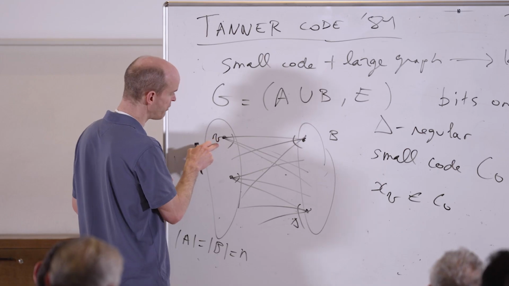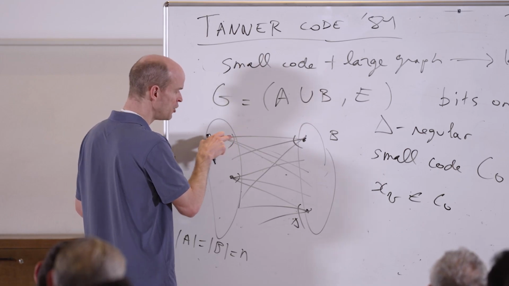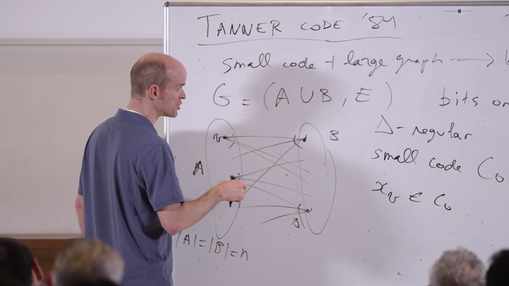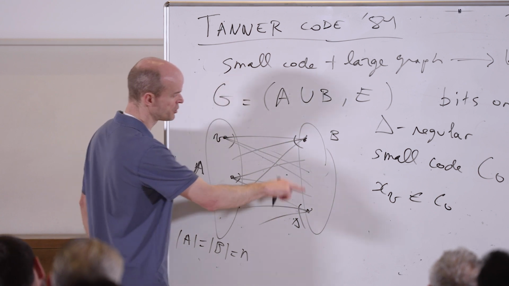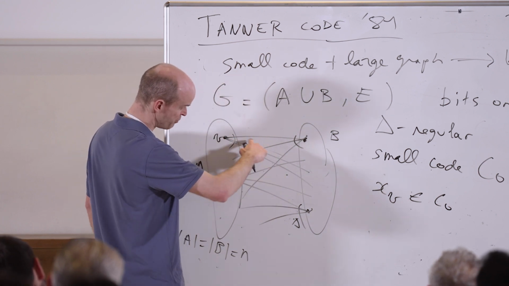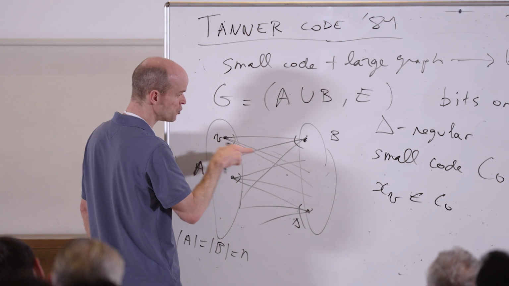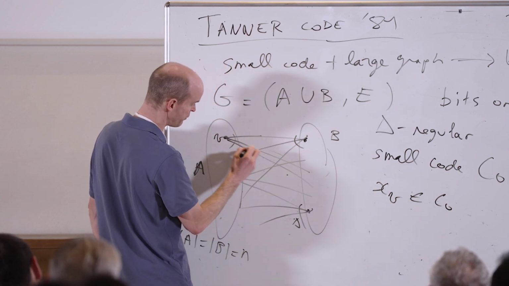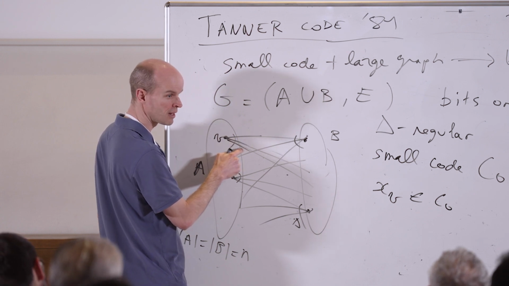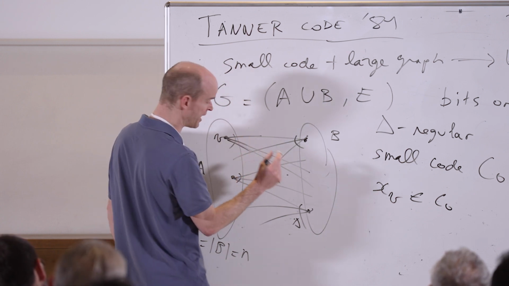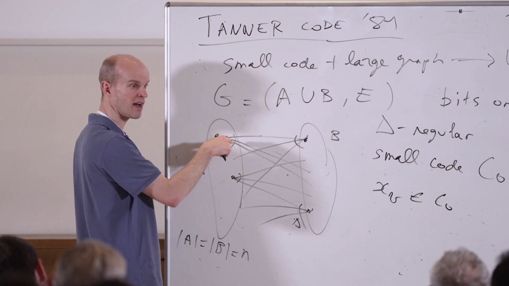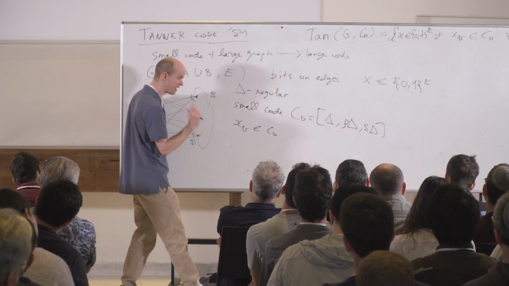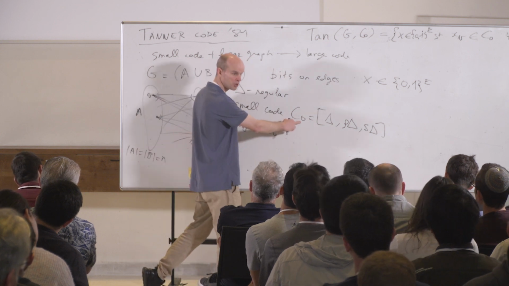Every vertex is incident to delta edges, delta bits. So you can just look at the restriction of x. x is just the assignment of bits everywhere on the edges. So just look at x sub v, the value of this one and that one. This is a vector of length delta, because the degree of this graph is delta.